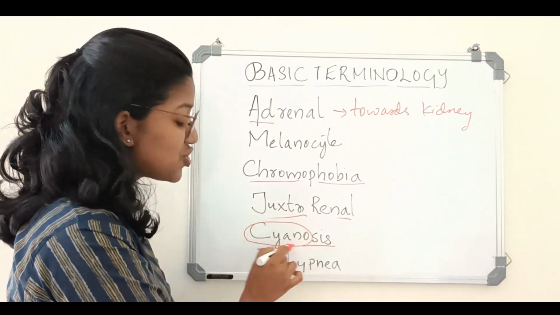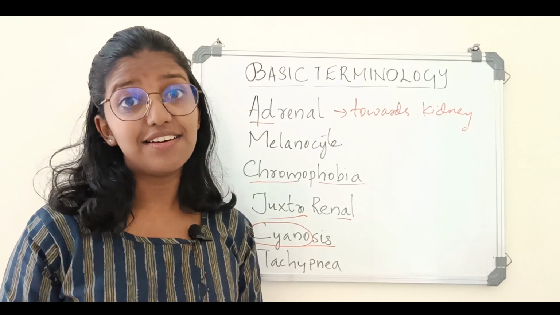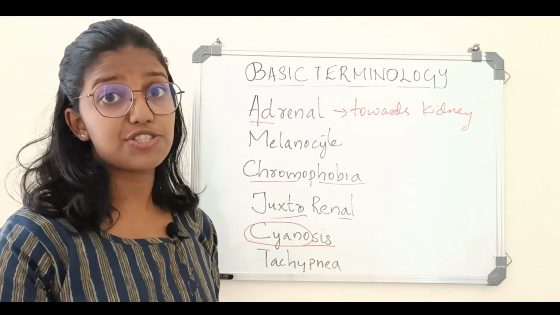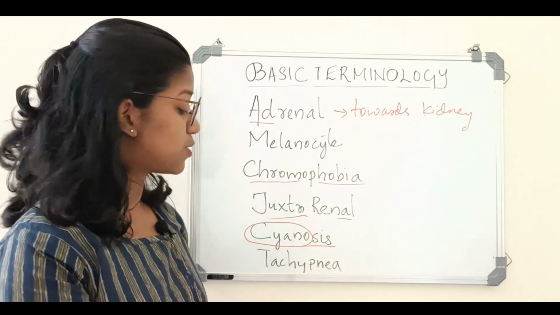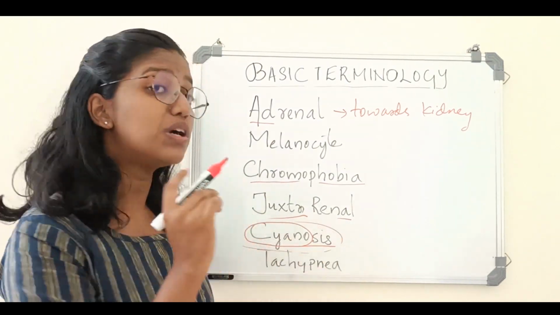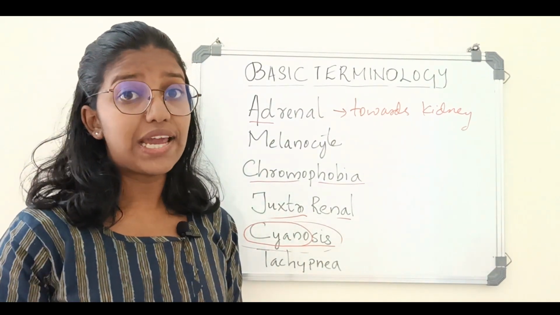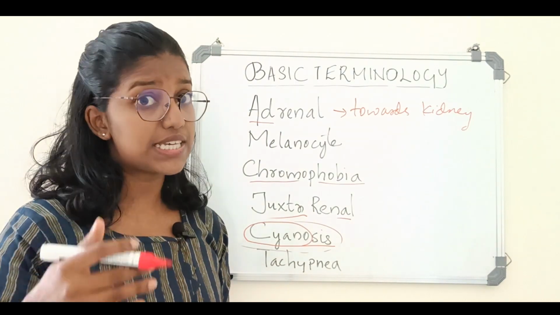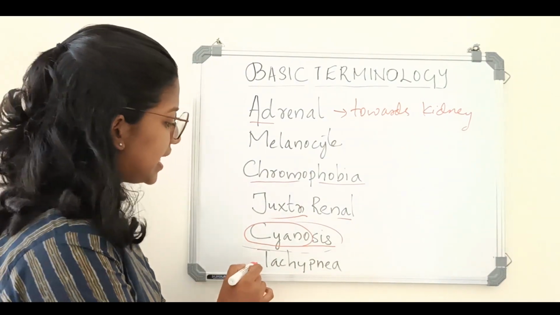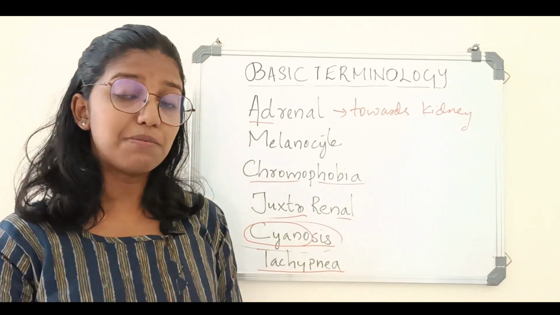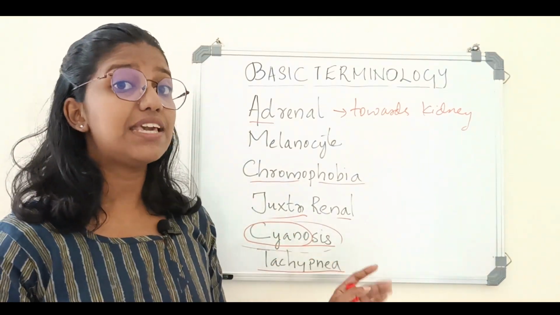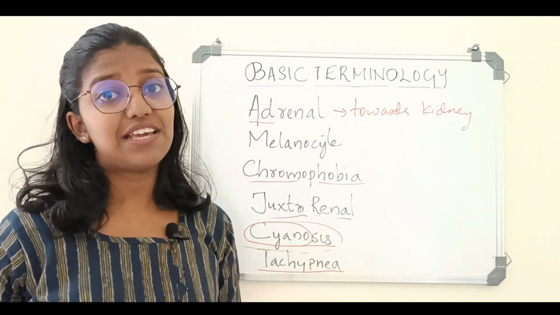Cyanosis. Cyano means which color? Cyano means blue in color. And osis means a dysfunction or disease. An abnormality can be called osis, okay? So, cyanosis means blue coloration of the skin while the patient is in hypoxic condition, okay? And tachypnea. Tachy means fast. So, pnea means breathing. Fast breathing, we can call the term tachypnea.